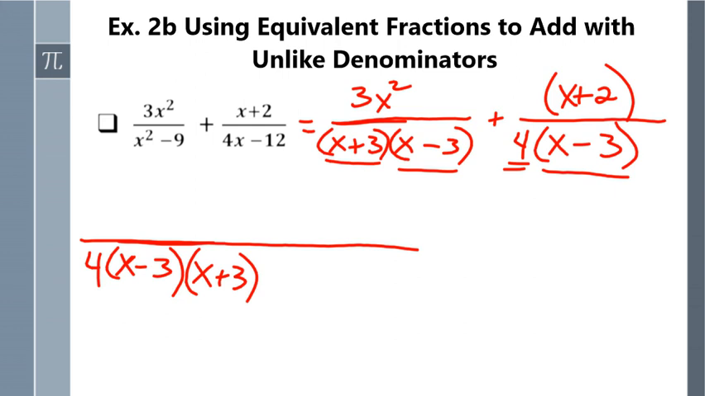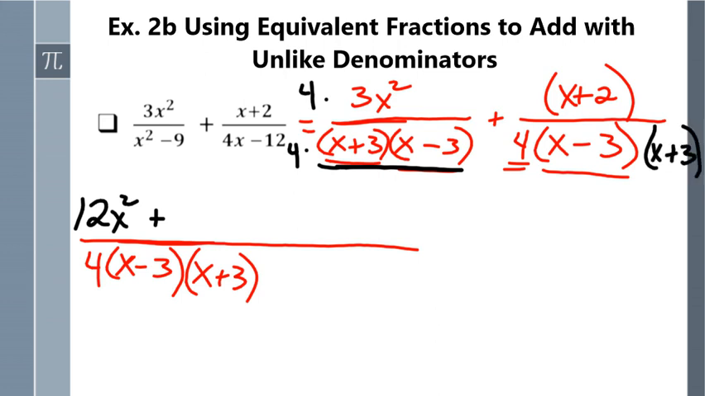So now I need to find, what do I need to multiply this denominator by to get 4 times x minus 3 times x plus 3. The only thing that's missing is a 4. So if I multiply the denominator by 4, I multiply the numerator by 4. So that gives me 4 times 3 is 12, x squared, and then I'm adding, and over here, I'm missing an x plus 3. So I need to multiply the numerator by x plus 3.